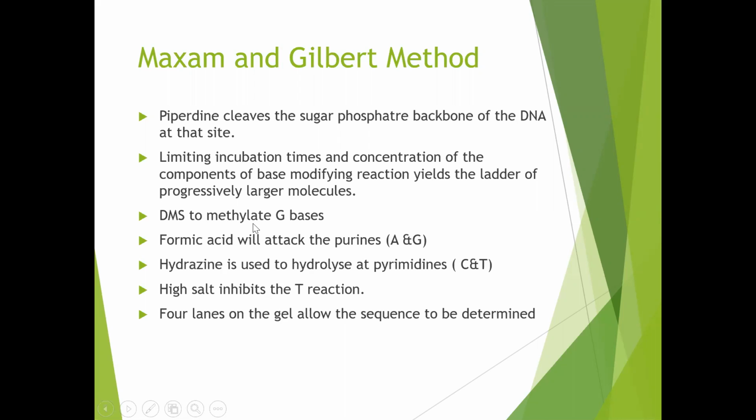So DMS is used to methylate the G bases, and hydrazine is used to hydrolyze the pyrimidines, whereas in case of high concentrations of salt, the T reaction is inhibited, and there are 4 lanes on the gel. That means after these base modifying reactions are done, you have to load these reaction products in 4 different lanes on the gel that allow the sequence to be determined.